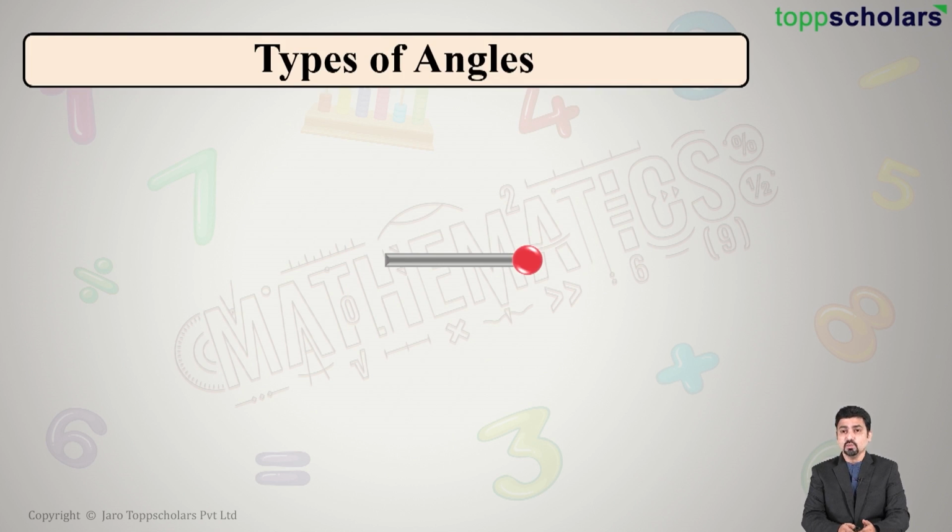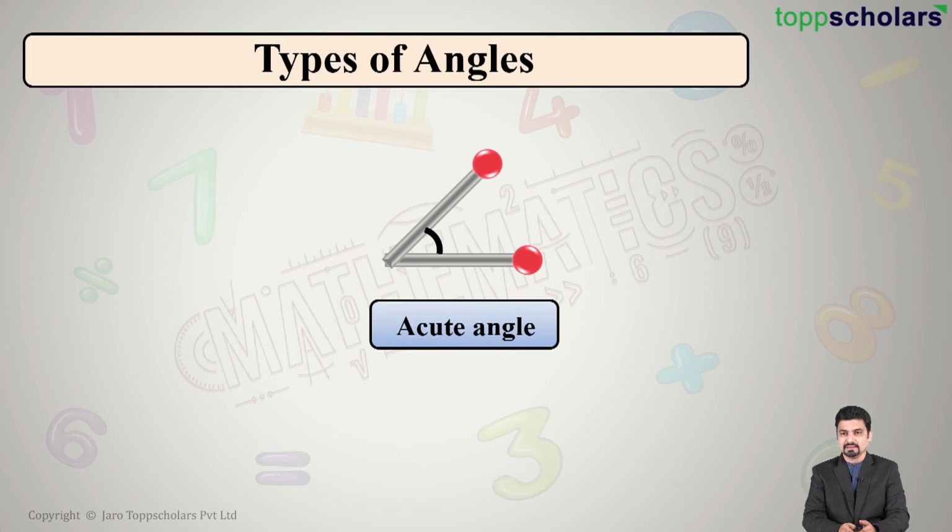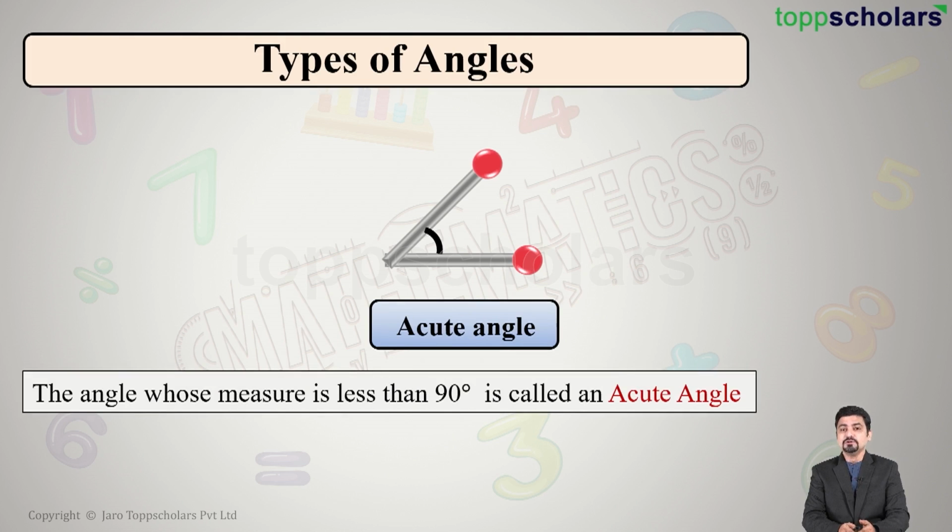Let us begin. So, we have an initial or beginning arm. This arm rotates till we get the final arm. Here the initial arm was horizontal and the final arm stopped just before it could become vertical. The angle made in this position is known as an acute angle. Now, how do we define an acute angle? The angle whose measure is less than 90 degrees is called an acute angle.